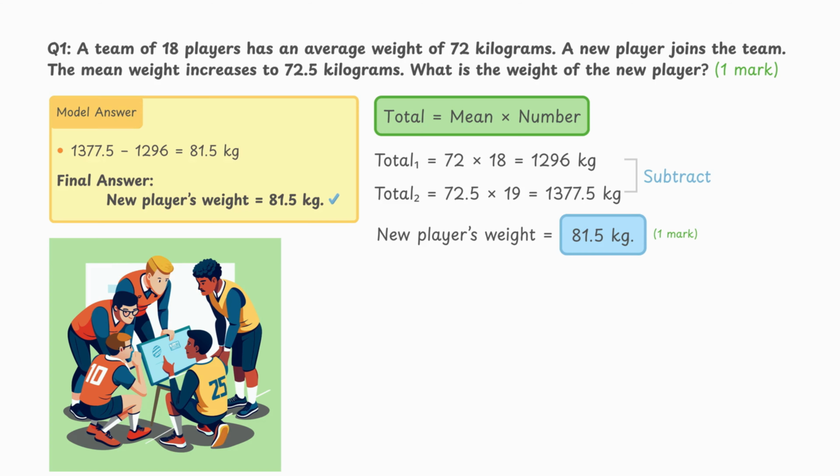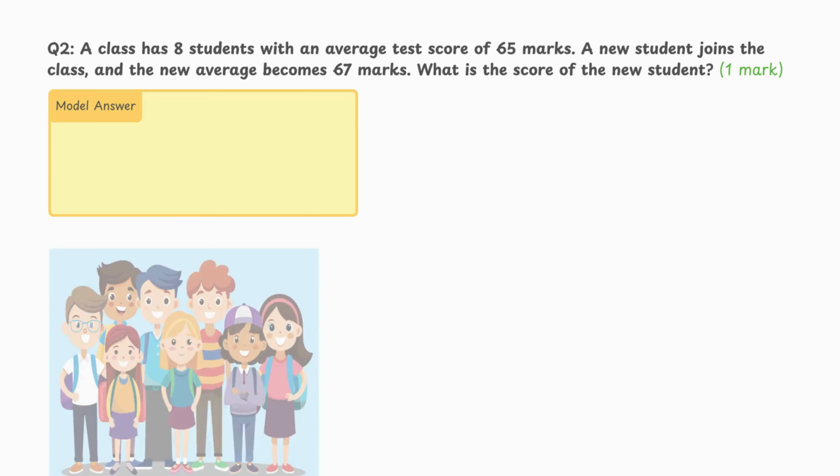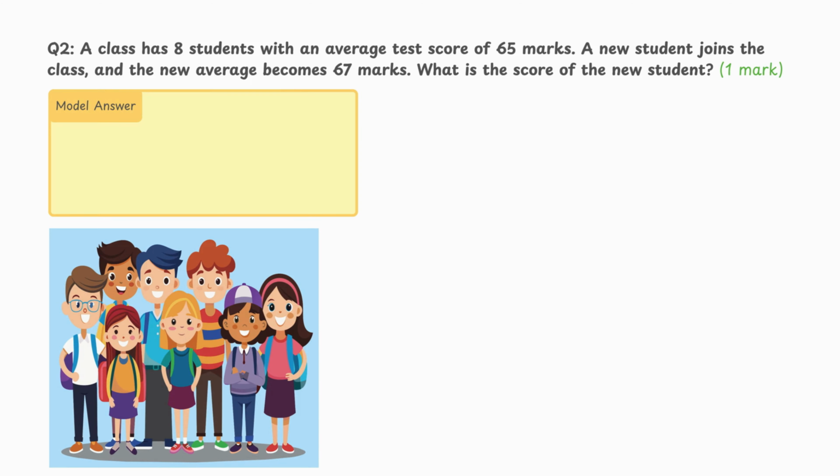Let's have another question. You can pause the video and try yourself. A class has 8 students with an average test score of 65 marks. A new student joins the class, and the new average becomes 67 marks. We want to find the score of the new student. We use the formula total equals mean multiplied by number.